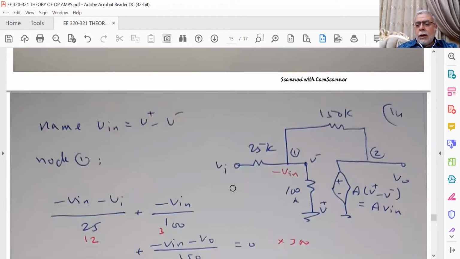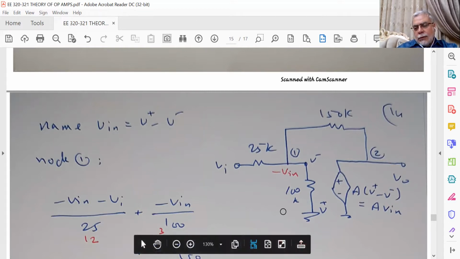This is the model of the amplifier. Here I have the Rn, the gain equal to A equal to 100, the controlled voltage source equal to A times (V plus minus V minus), and I will call V plus minus V minus equal to Vn. So this is AVn, and this point is called minus Vn.